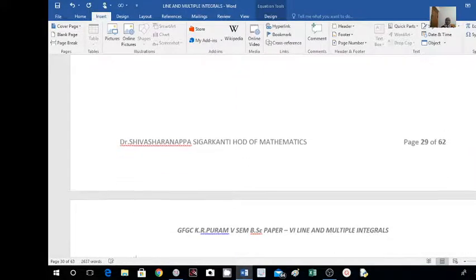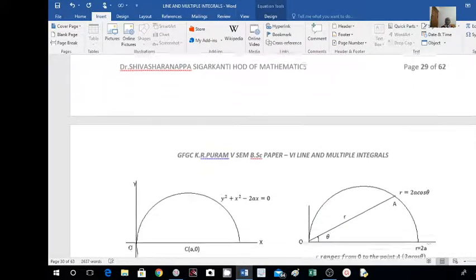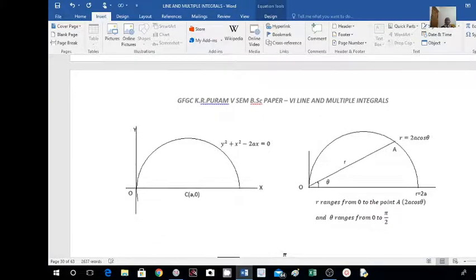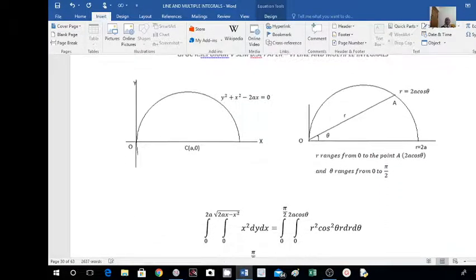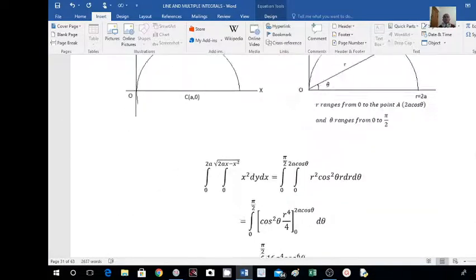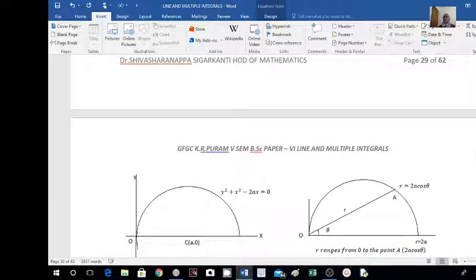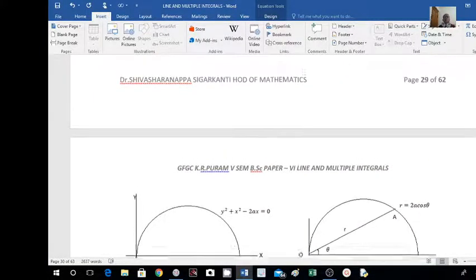So this is the equation of the circle in Cartesian form, and this is the equation of the circle in polar form. I think it is given that the region is in the first quadrant.